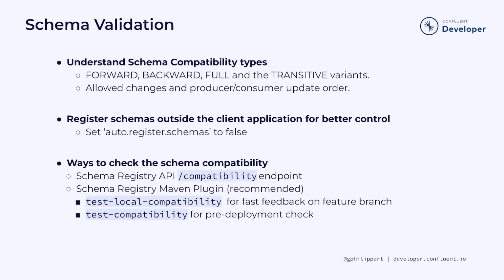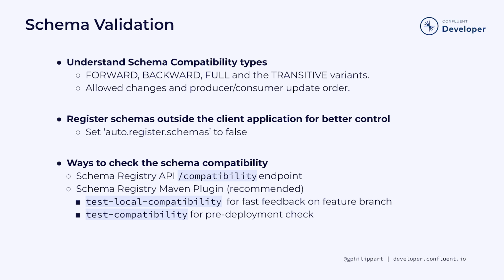Schema validation is an important step in the development and deployment process. First, you must understand the various schema compatibility types like forward, backward, full, and the transitive variants of those. So make sure to read the documentation to know which changes you are allowed to make and in which order you should update your producers and consumers. To have better control over the evolution and registration of schemas, it is recommended to register schemas outside the client application. We really recommend setting the auto.register.schemas config to false.